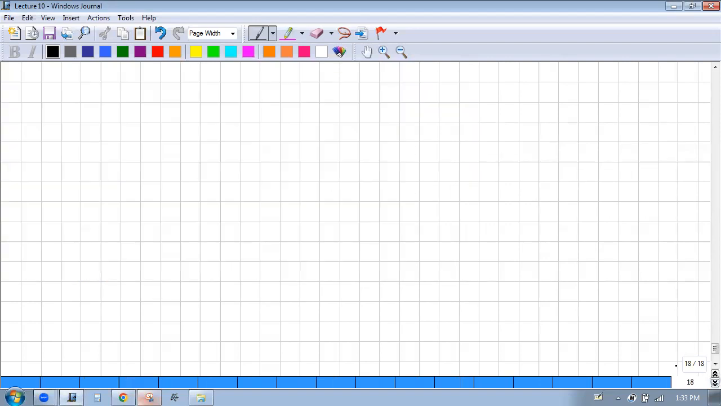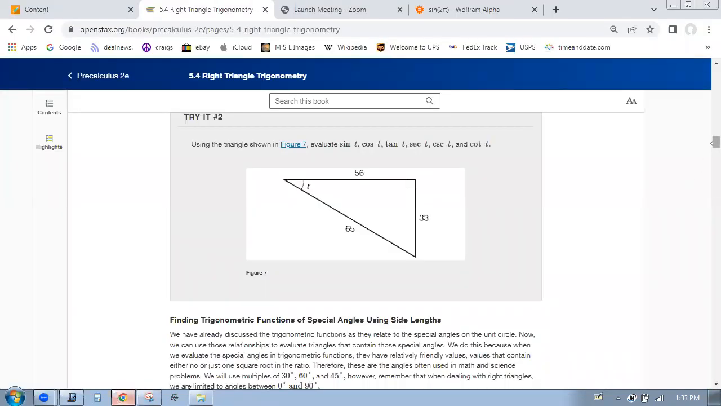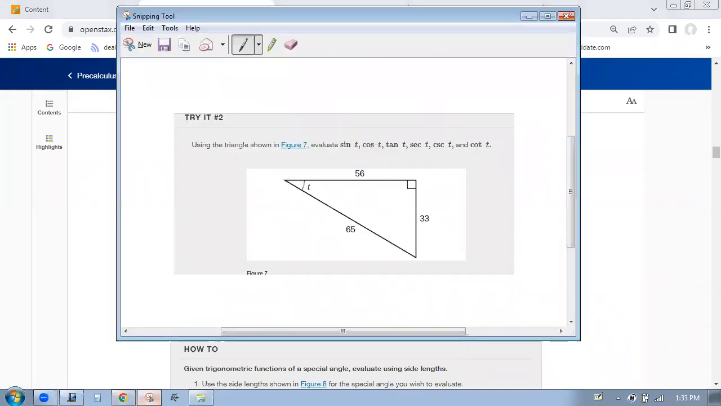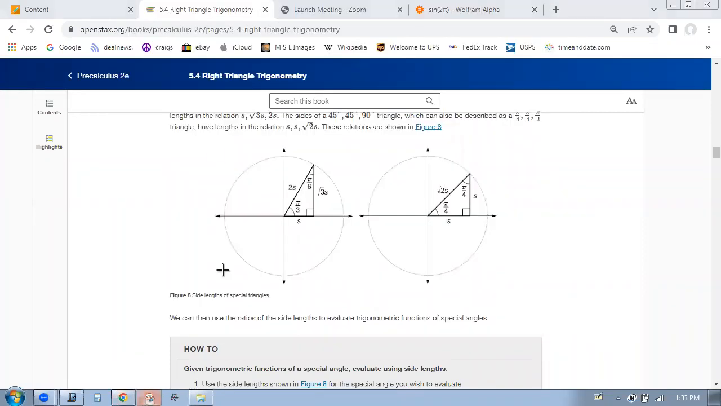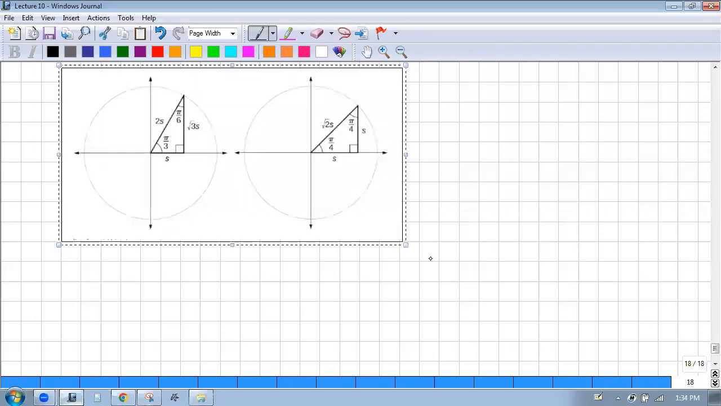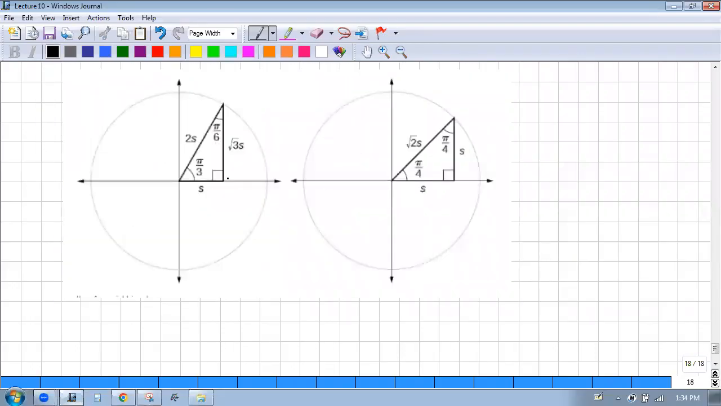Okay. Finding blah, blah, blah. I don't know what they're talking about here. I mean, it's true, but I don't understand the purpose. So if this is length s, and this is pi over 3, this has to be root 3 s, and this has to be 2s. Where are they coming up with this s?